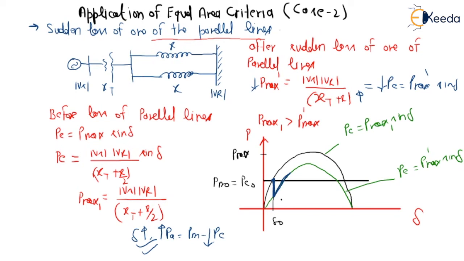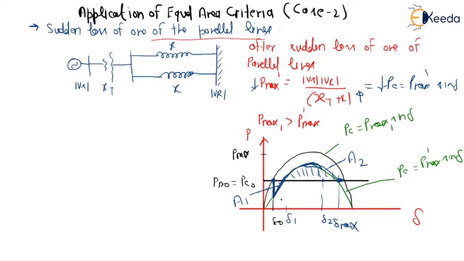I'm drawing with the green pen, and it can go to any value, greater than 90 degrees or less than 90 degrees, but not beyond this del max value. Wherever it is going, let us assume this is del 2 and this is del 1. We can calculate all these values. This is del A1, the positive accelerating area A1, and this is the negative decelerating area, A2. If we want to calculate the value of del max, we can calculate with all the given values and with the help of equal area criteria as follows.